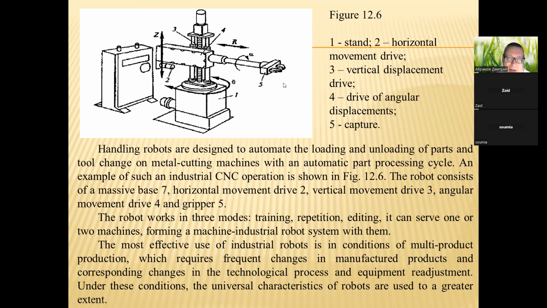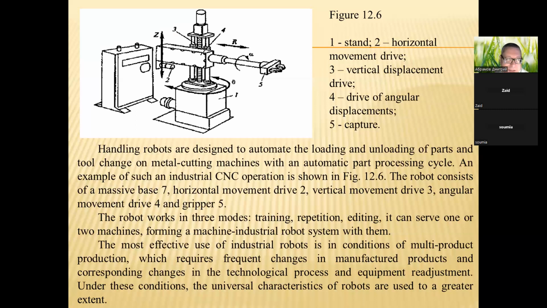Handling robots are designed to automate loading and unloading of parts and tool change on metal cutting machines with an automatic part processing cycle. An example of such an industrial CNC operation is shown in figure 12.6.